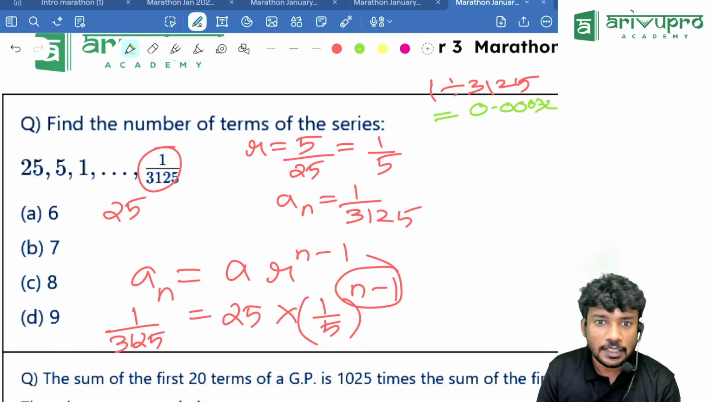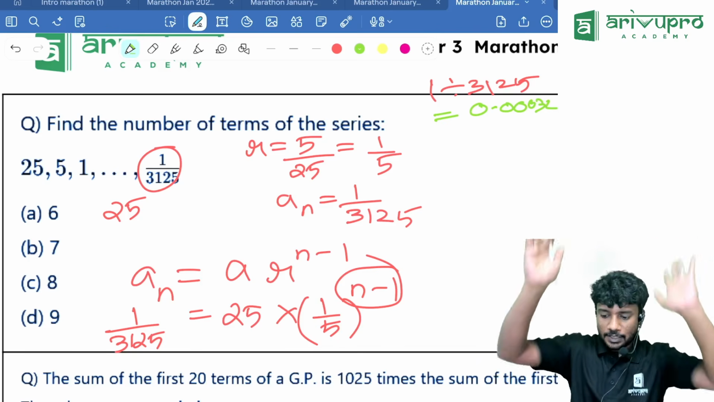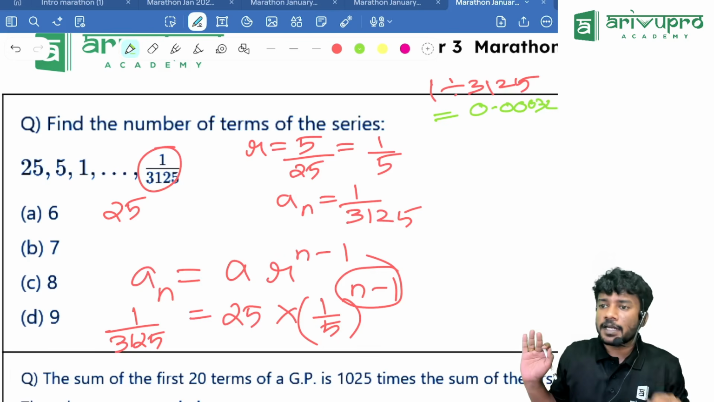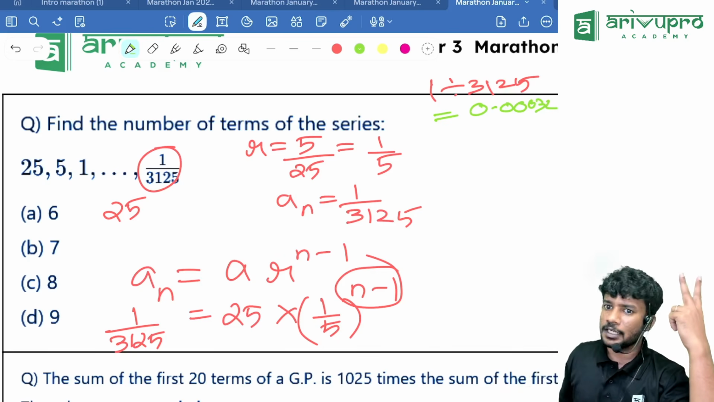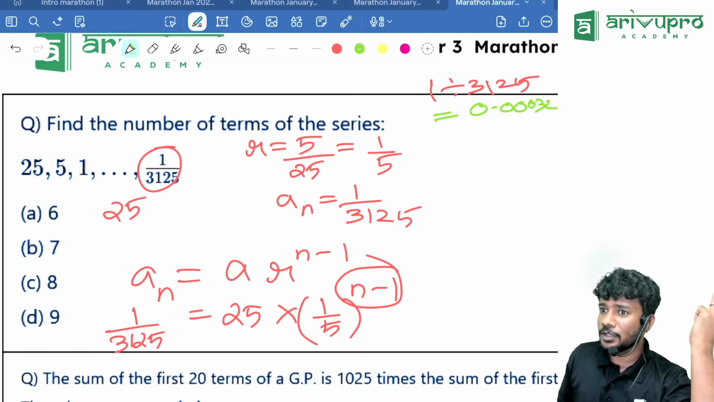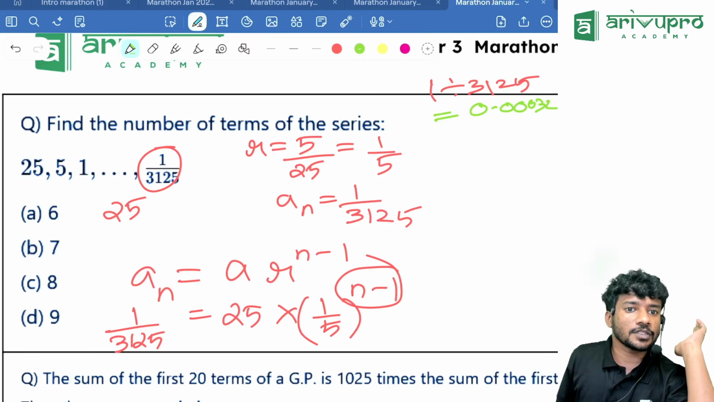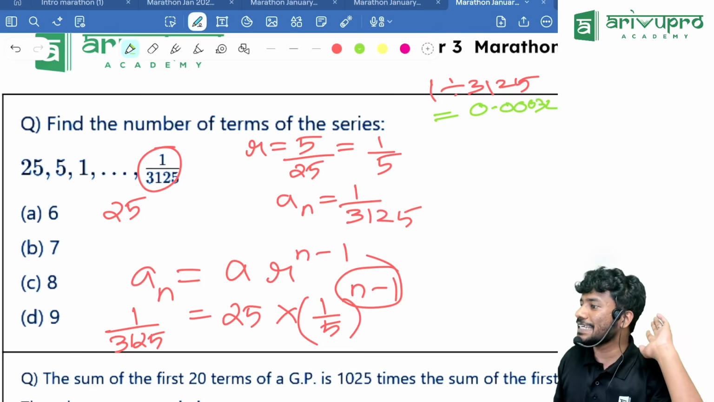Everyone got that? So take your calculator. Type 25. Divide by 5. Click equal to. Again click equal to, several times. You got the answer 0.00032. Understood? Yes, that's how you can easily find the answer.